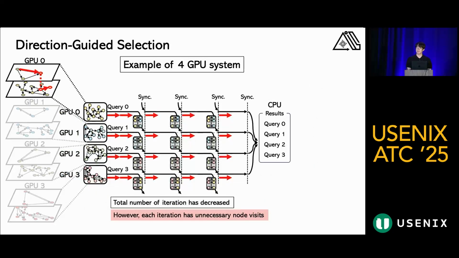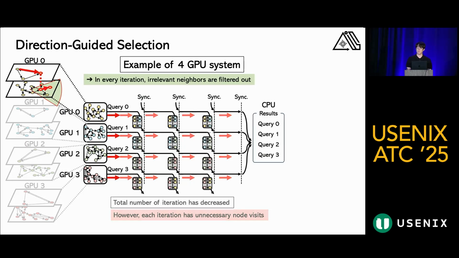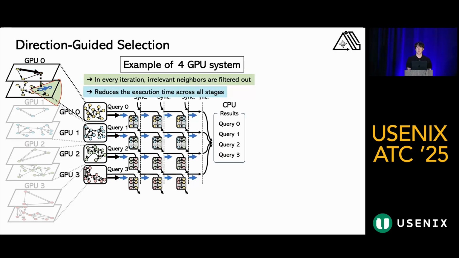After applying pipeline-based path extension and ghost staging, the total number of iterations has decreased. However, each iteration has unnecessary node visits. By using direction-guided selection, in every iteration, irrelevant neighbors are filtered out. And this reduces the execution time across all stages.